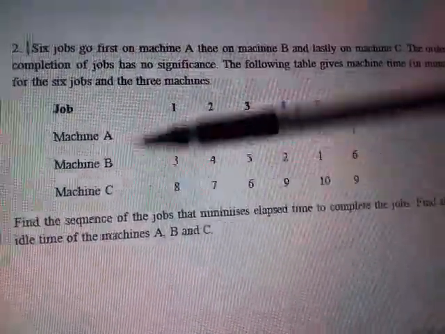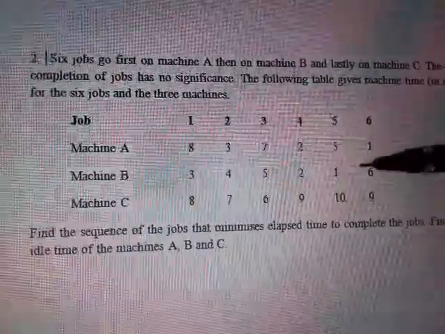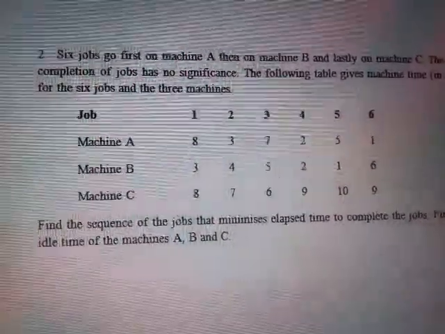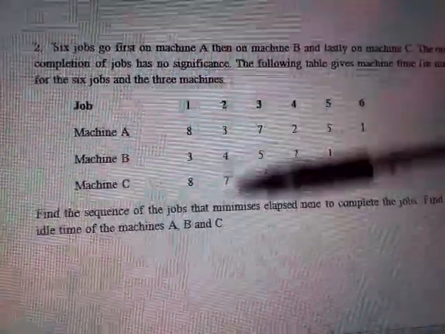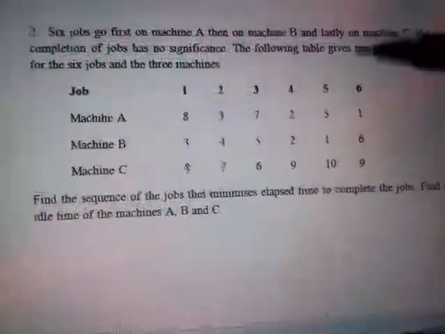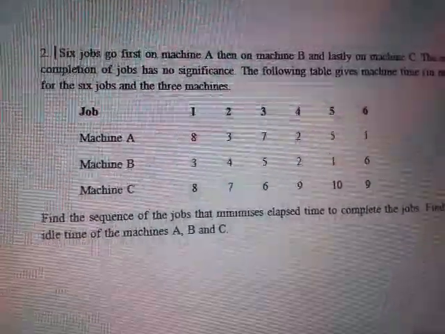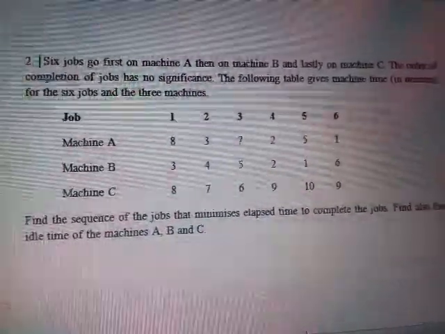There is Johnson's algorithm. Based on the algorithm, you have to find out whether the condition is satisfied or not. Once the condition is satisfied, then you can convert these 3 machines into 2 machines. After that you have to find out the job sequence, and then find out the total elapsed time to complete the entire project.